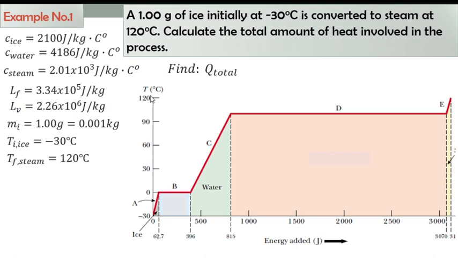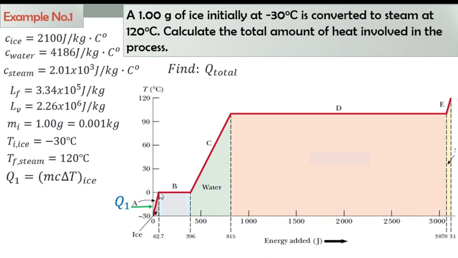So let us analyze this temperature versus energy graph. Our ice is initially at negative 30 degrees Celsius. If it absorbs heat, our ice will increase its temperature to 0 degrees Celsius. And for it to happen, the ice needs an amount of energy transfer. We will name this as Q sub 1. Since this involves an increase in temperature of our ice, our Q1 will be calculated as mc delta T of the ice.